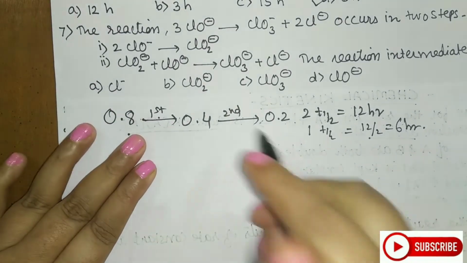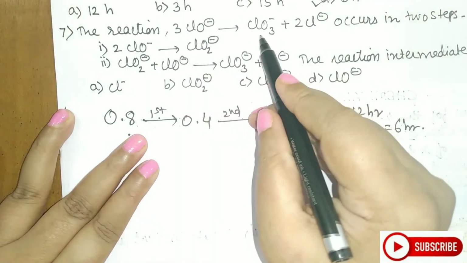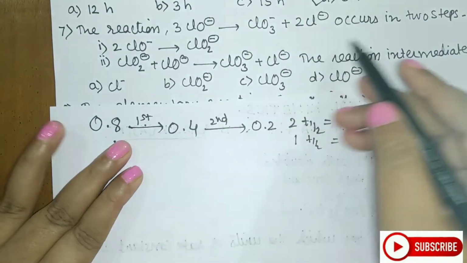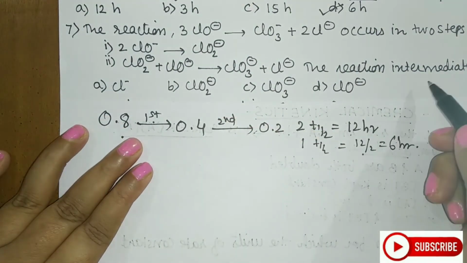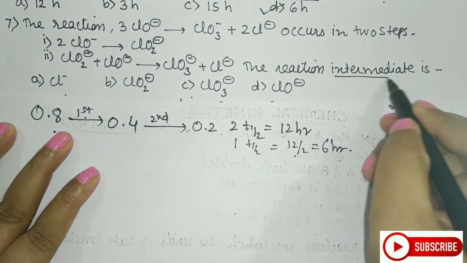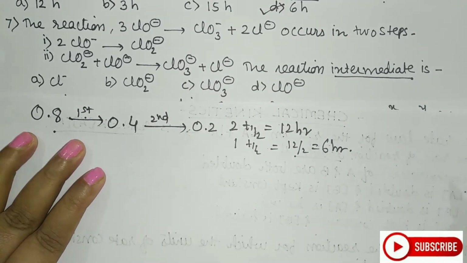Come to the next one. The reaction 3ClO minus gives ClO3 minus plus 2Cl minus occurs in 2 steps. This is the first step and this is the second step. They are asking you the reaction intermediate is. Now the question is, what is an intermediate?